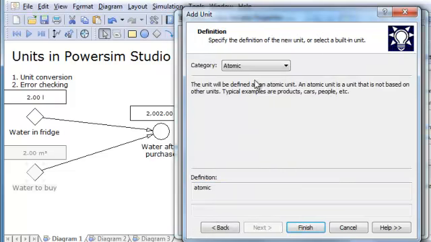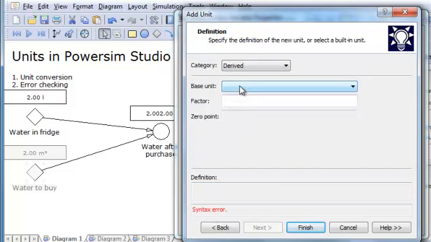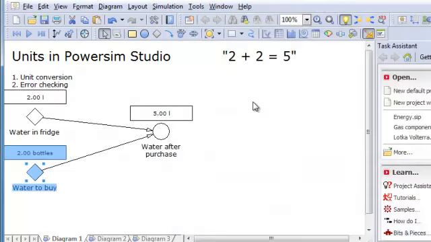And what is a bottle? It should be derived from liters with a factor of 1.5. I say 1 bottle is 1.5 liter. Okay, then it is automatically converted again. 2 liters plus 2 bottles gives 5. And we have this phrase 2 plus 2 equals 5. In Excel you would get 4.